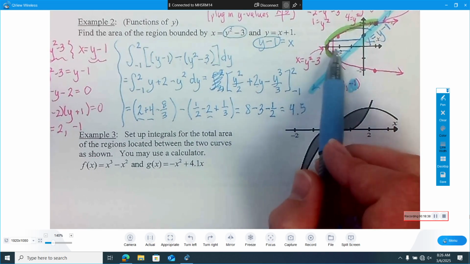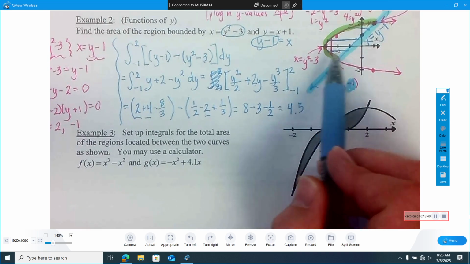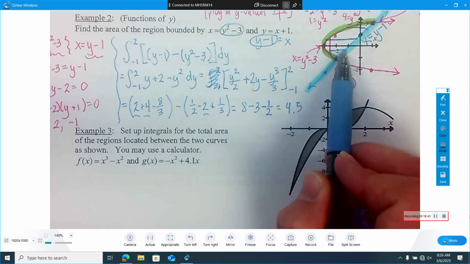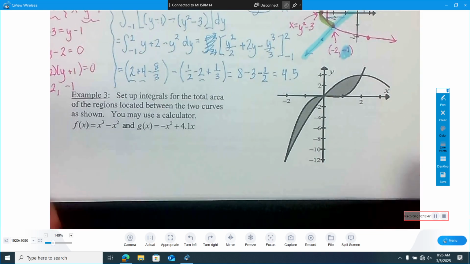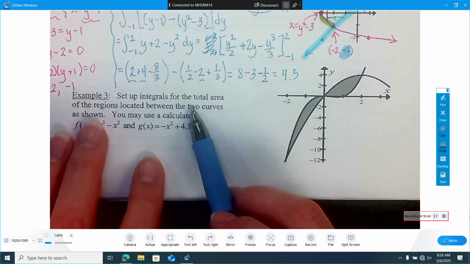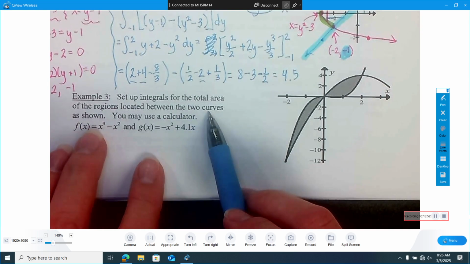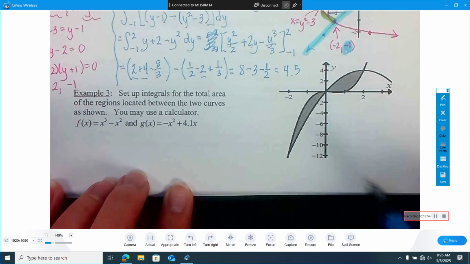We're going to be doing more with these horizontal, subtracting right from left horizontally like this. All right, here we go. Example 3: set up the integral for the total area of the regions located between the two curves as shown. We may use a calculator.